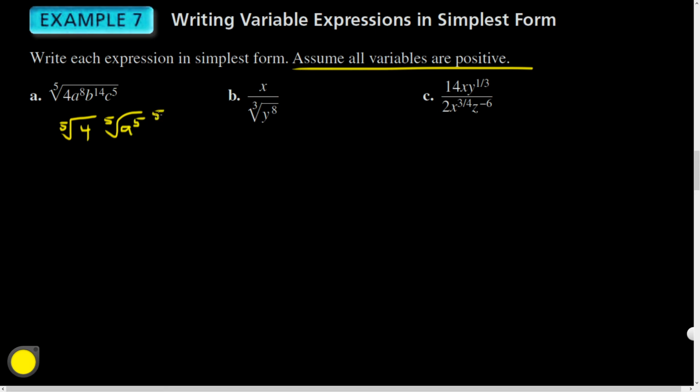And so I'll have a to the 5th times a to the what would combine to be a to the 8th? Well, 5 plus 3, because I'm considering the property of exponents, where if I multiply a to the 5th times a to the 3rd, I would add the exponents. All right, and so you notice that's how I've got this set up.